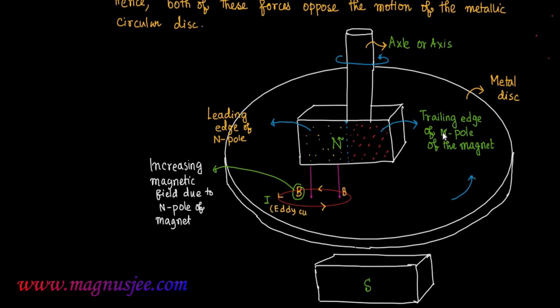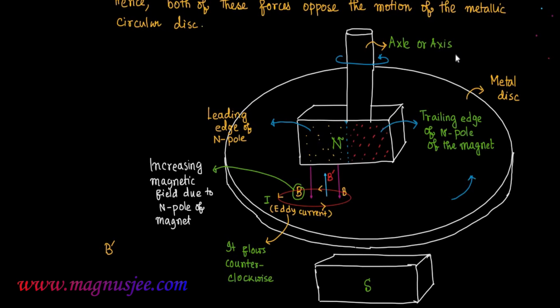This is the eddy current. I is the eddy current which flows counterclockwise in the circular metallic disc under the leading edge of the north pole. Similarly, due to the flow of this eddy current in anticlockwise direction, a magnetic field B prime will be acting in vertically upward direction.